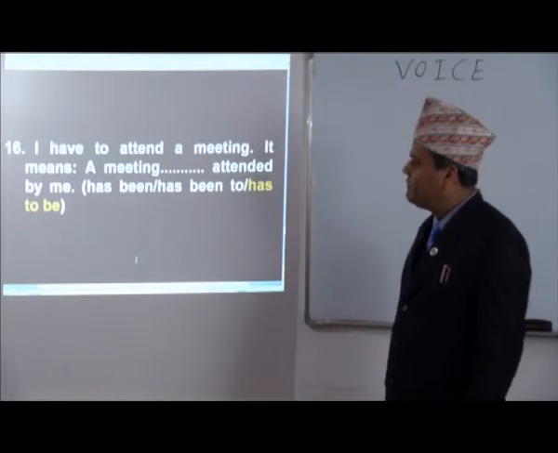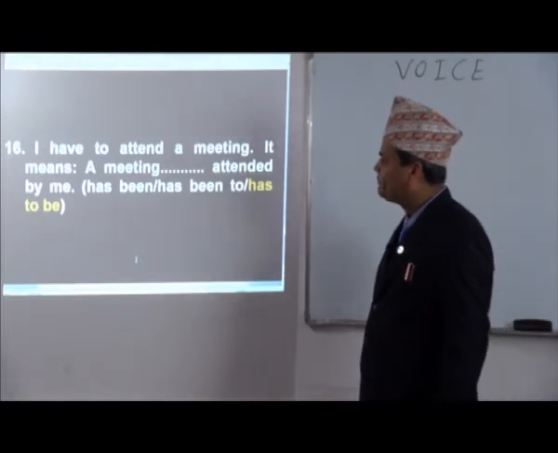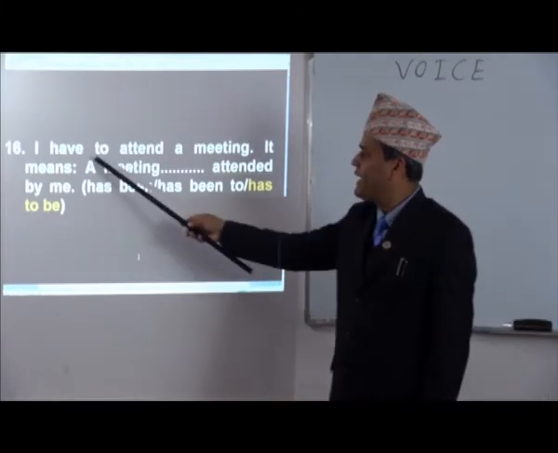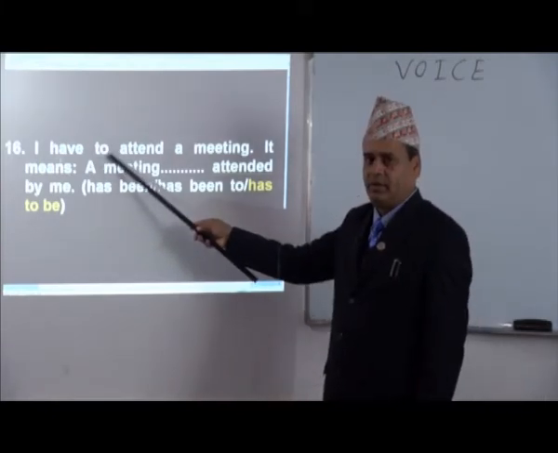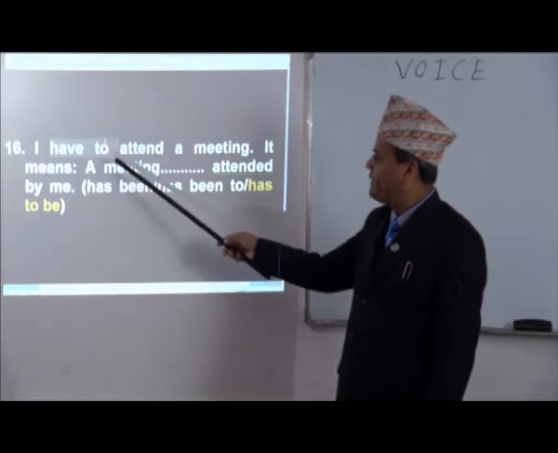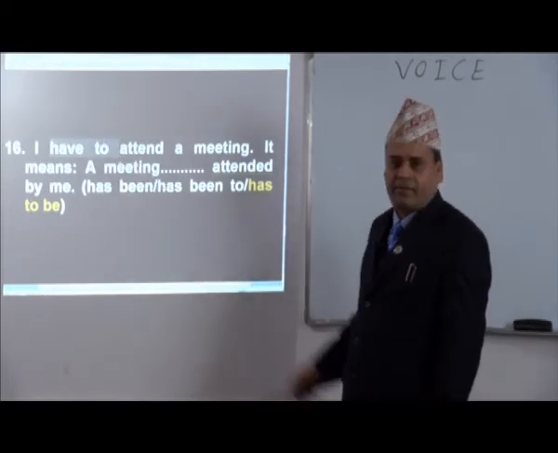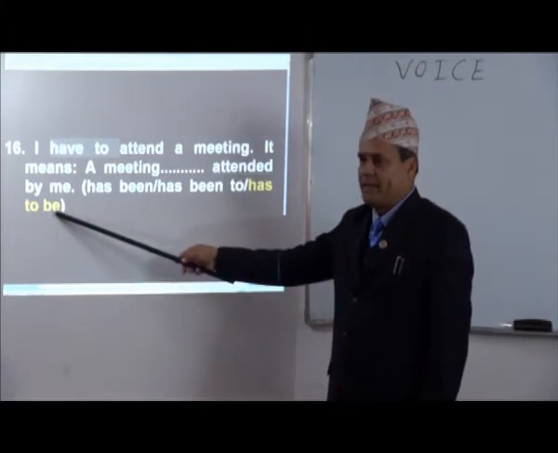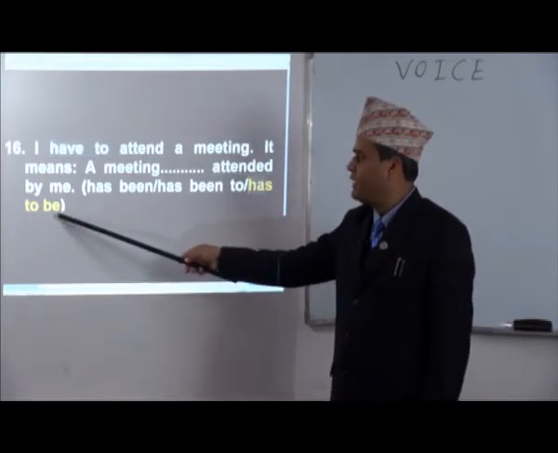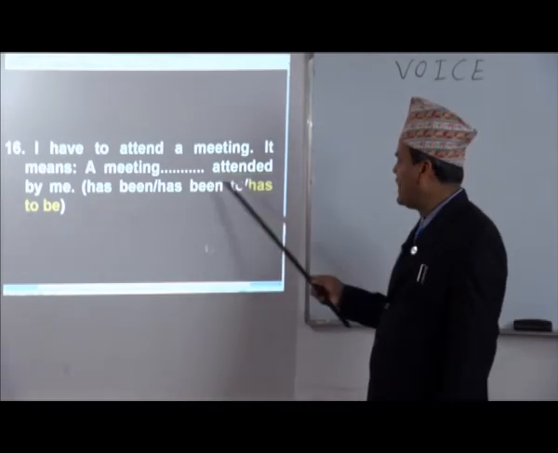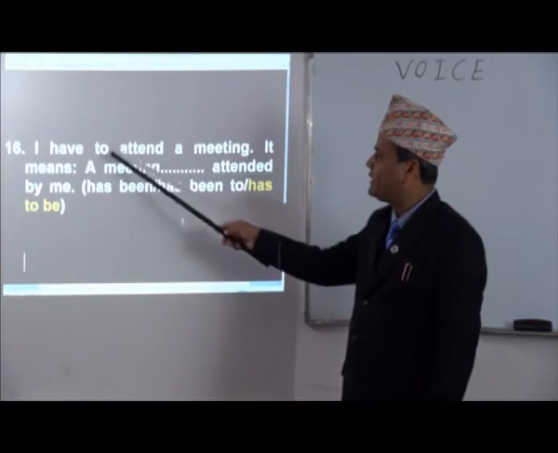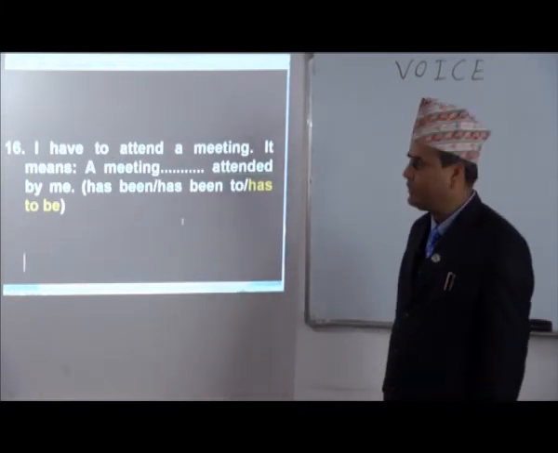And in number 16, you see here, "I have to attend a meeting." Here comes the "have to" form. When such kind of has, have or had form comes, you see, we use the be verb like this, "to be." For example, "A meeting has to be attended by me." Alright? It's not like other perfect tenses.